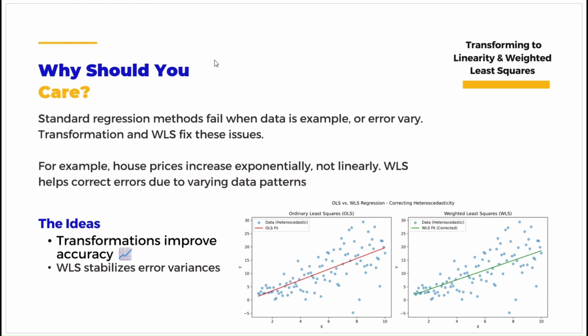Or think about salaries. Entry level jobs have similar pay, but as experience grows, salaries vary a lot. If we assume a simple linear pattern, we will miss the variation and make bad predictions. So, what's the solution? The first technique, transformation, helps when the relationship is not a straight line, and weighted least square, WLS, helps when error margins change across data points. By learning these two techniques, you will be able to make more accurate predictions and better regression models.